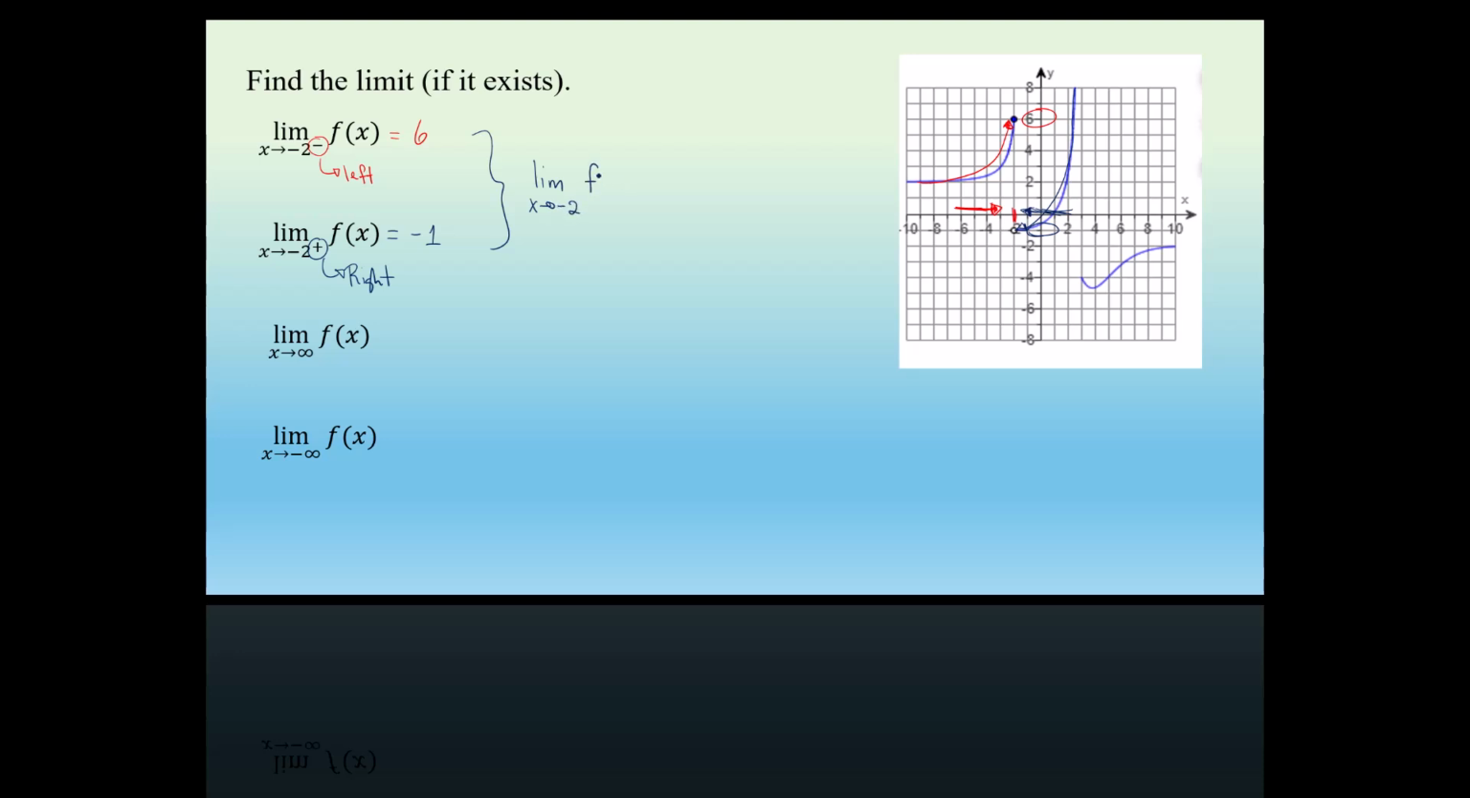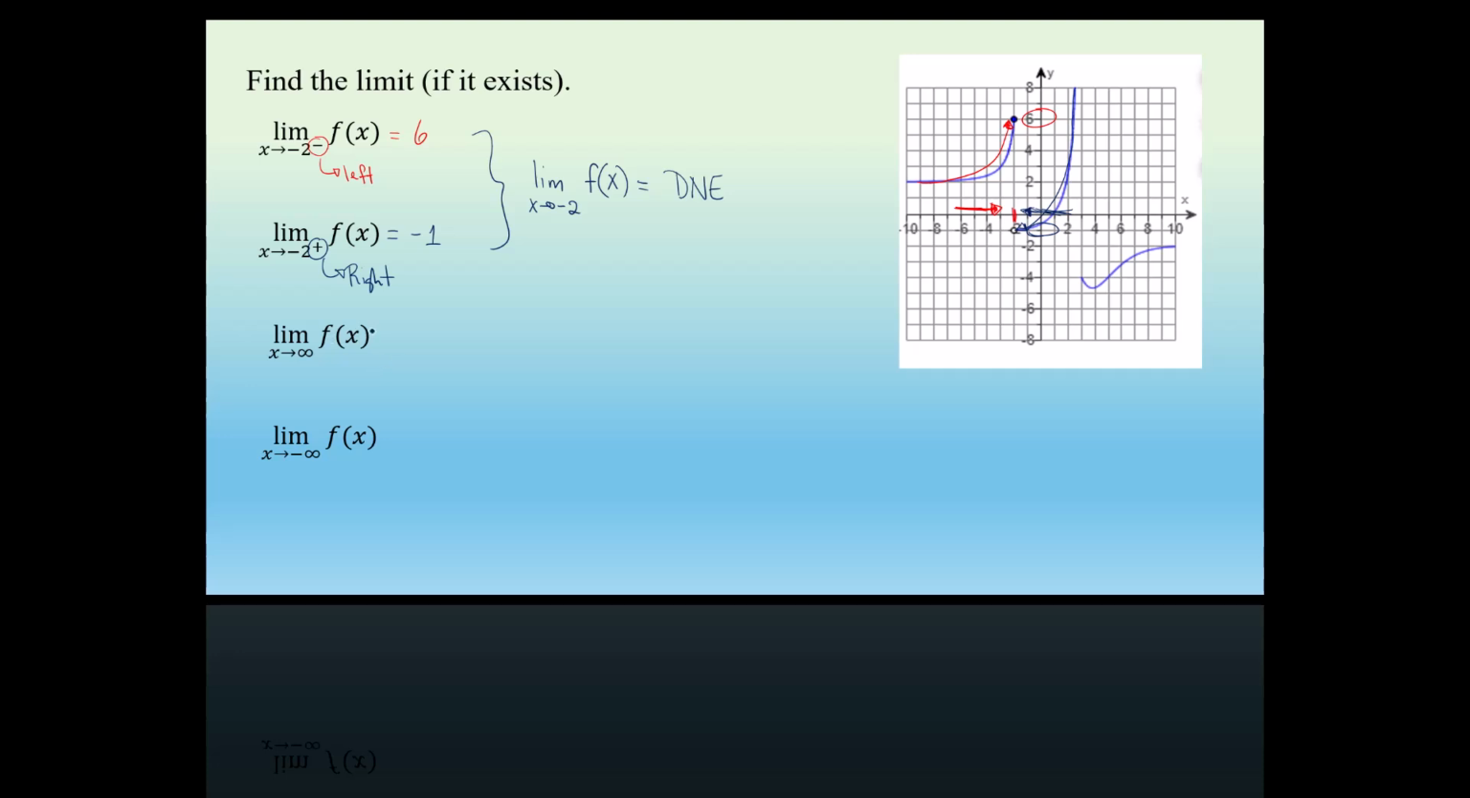What do you think the limit as x approaches -2 of f of x will be if the limit as x approaches -2 from the left is 6 and the limit as x approaches -2 from the right is -1? What do you think the limit will be as x approaches -2 of the function? Well, hopefully you said it before I finish writing it. DNE, does not exist, because these limits do not meet each other. Furthermore, it's not continuous when x is -2.